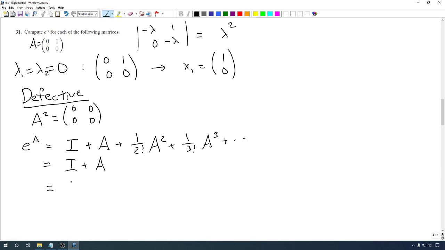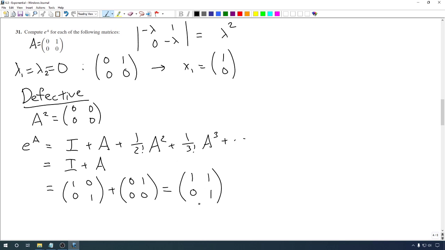So what do we have? Well, I is 1, 0, 0, 1. A is 0, 1, 0, 0. Adding those together, we get 1, 1, 0, 1. It's just that simple, as long as we have these nilpotent matrices. There are definitely defective matrices that do not have this form, where a power of it eventually equals 0. So it's not always as easy as this.